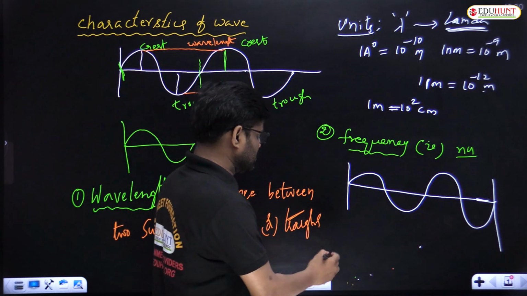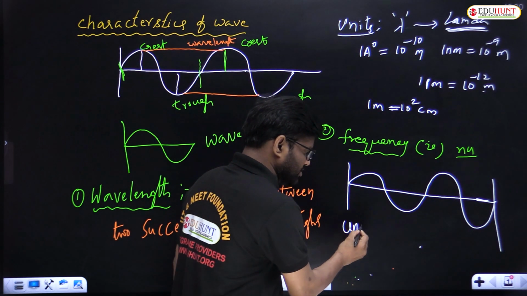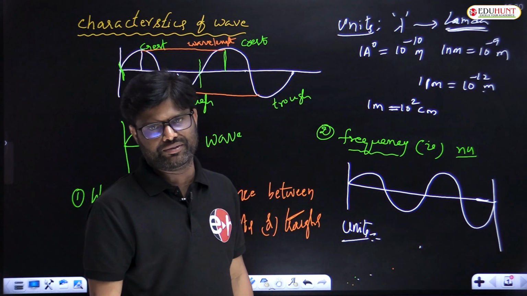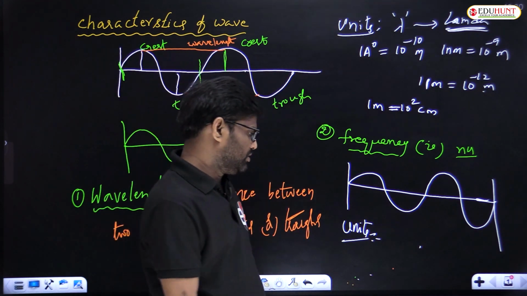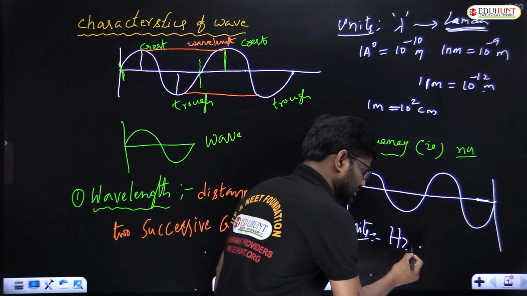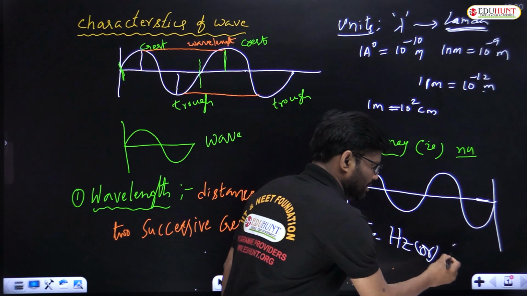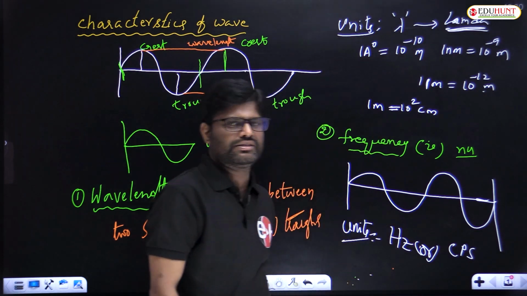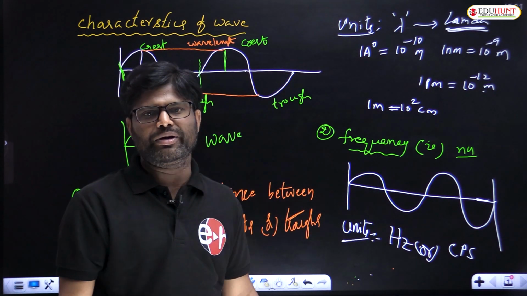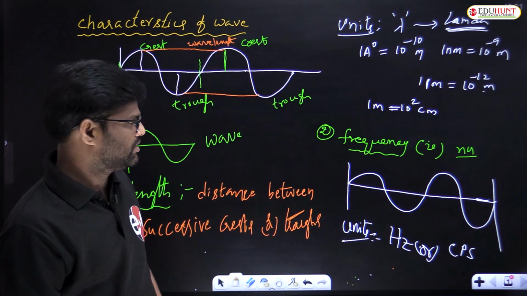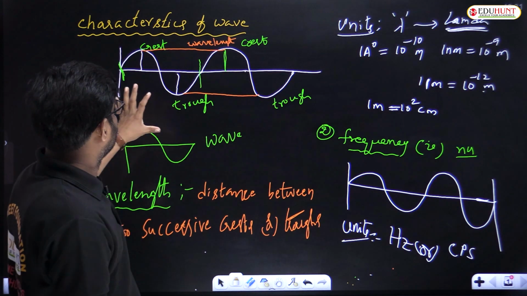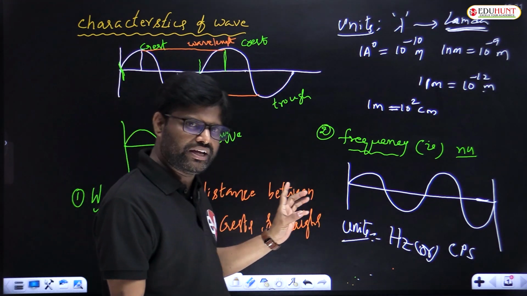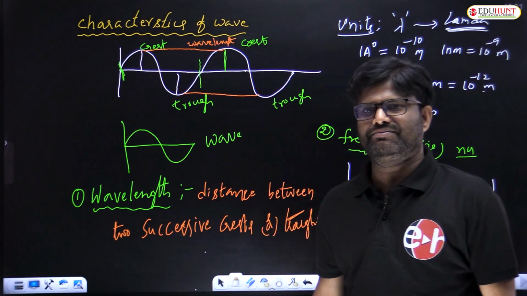So units of frequency, you may call it as hertz or cycle per second, CPS, cycle per second, or you may call it as second inverse. So these are the characteristics of wave. How many did I explain? One is wavelength, another one is frequency.